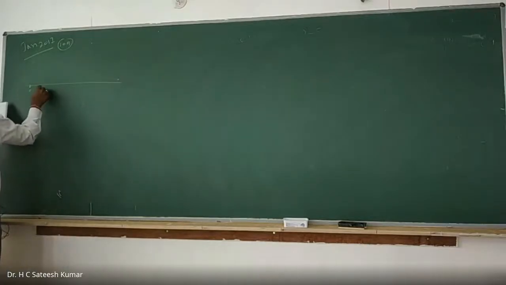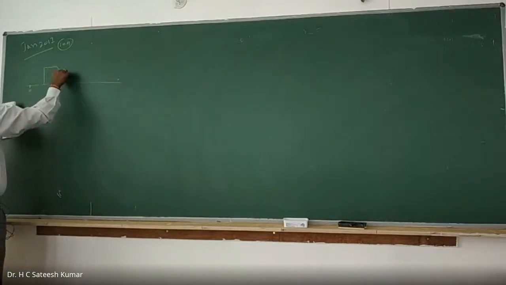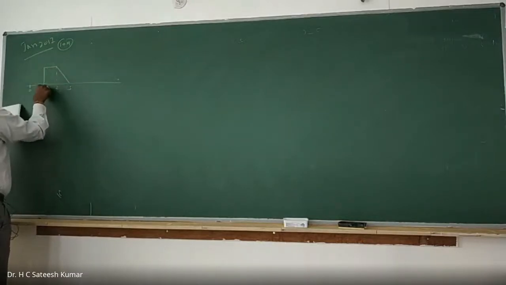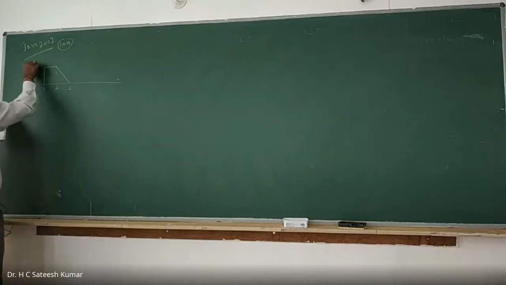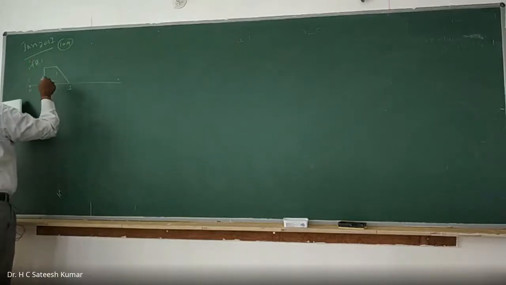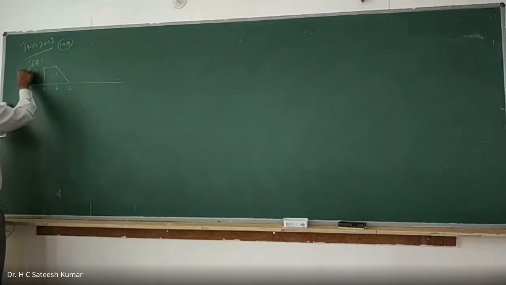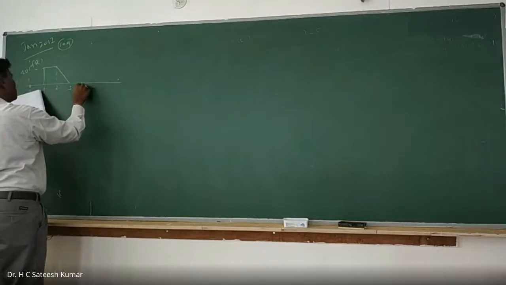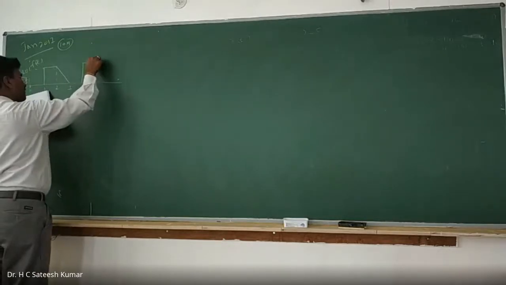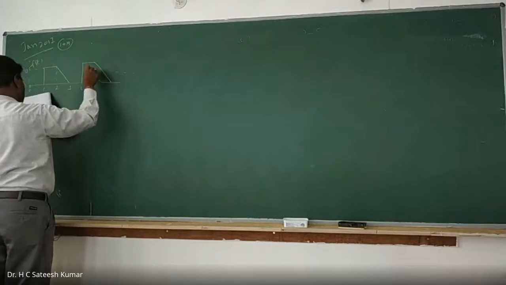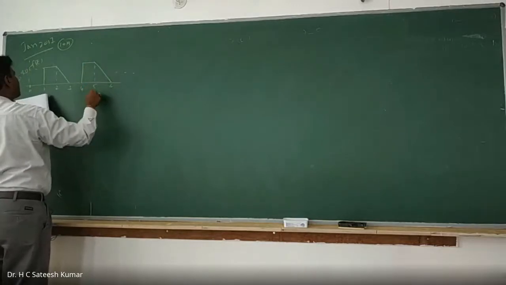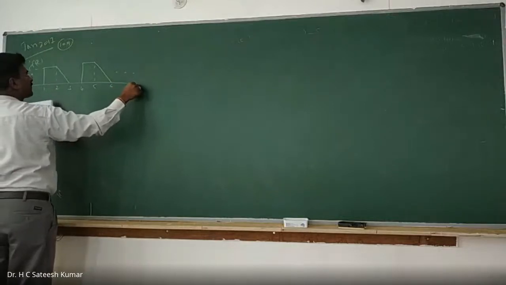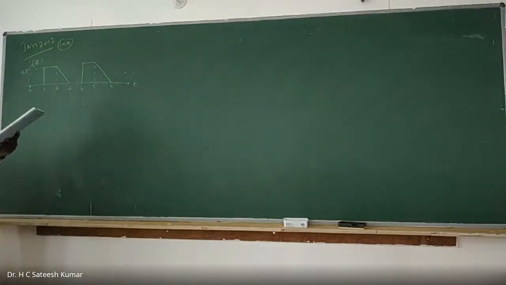This is 0, 3, 2, 1. This is your f of t, and amplitude is 4 volts. And it starts from 4, 5, 6. This is 4 volts. So this is your f of t. Okay, right. So how to do this kind of problem?